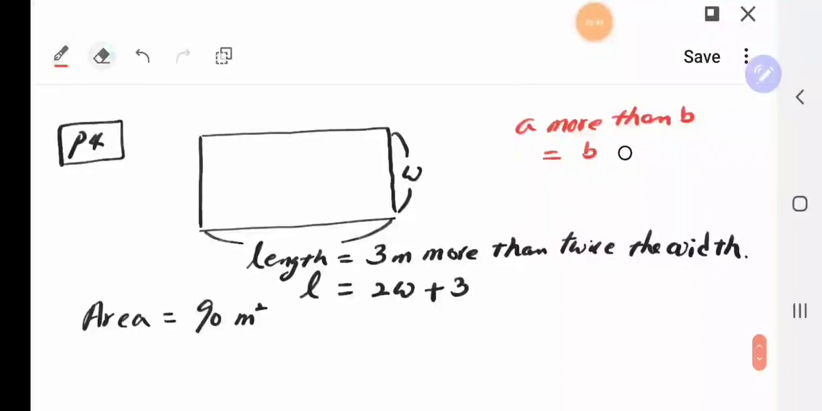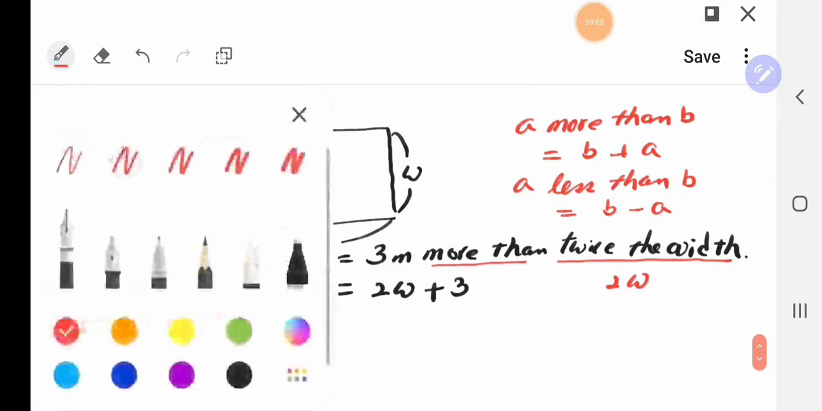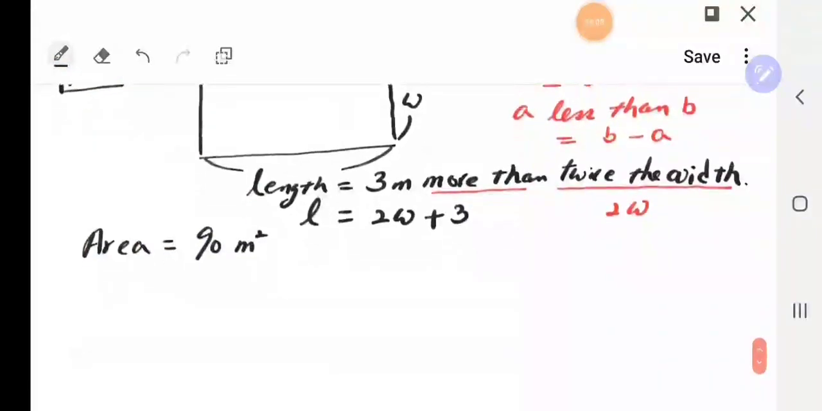So write down the second expression first. If you have A less than B, then the expression is B minus A. So twice the width is 2W, and then more than, so we write 2W first, plus 3. So that's the length. The area is given: 90 square meters.